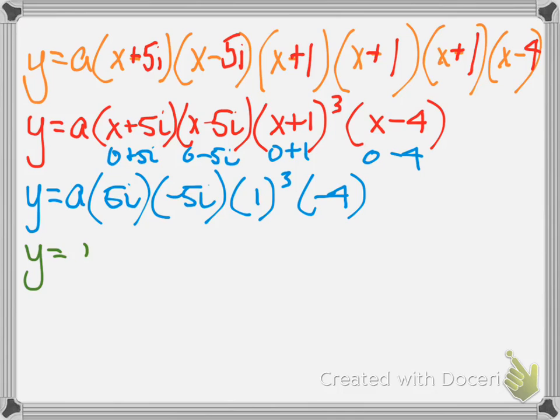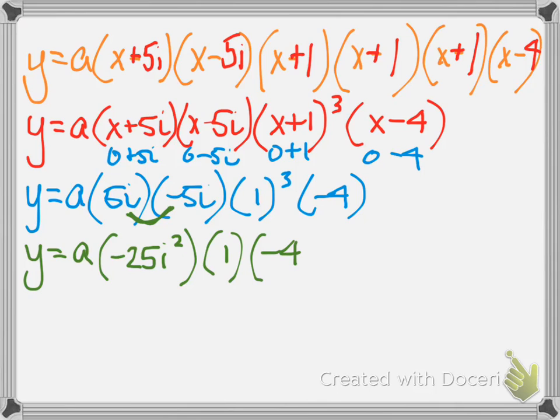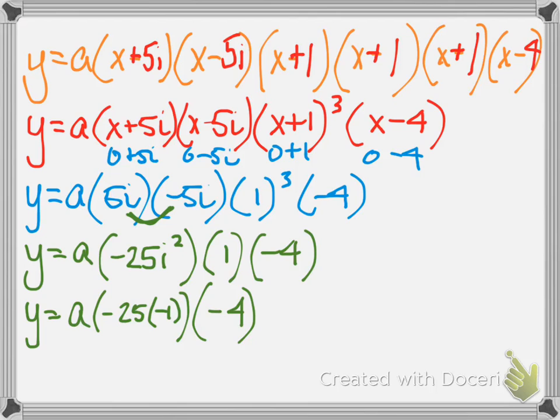Simplifying further, y equals a, let's multiply these guys out. So we would get negative 25i squared. And we know what to do with that i squared, don't we? 1 to the third power is just 1, and negative 4 is negative 4. What happens with i squared? i squared becomes a negative 1. So negative 25 times negative 1 times 1 times negative 4 is negative 4. So y equals a times negative 25 times negative 1 is positive 25 times negative 4 is a negative 100. So y should have been negative 100 all this time anyway.